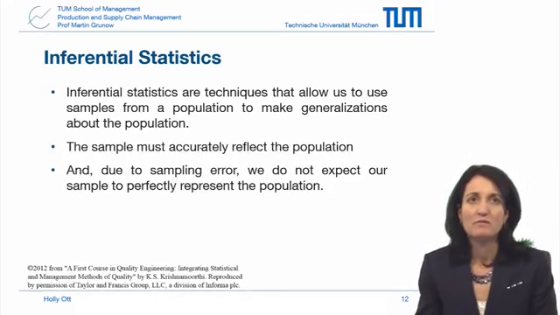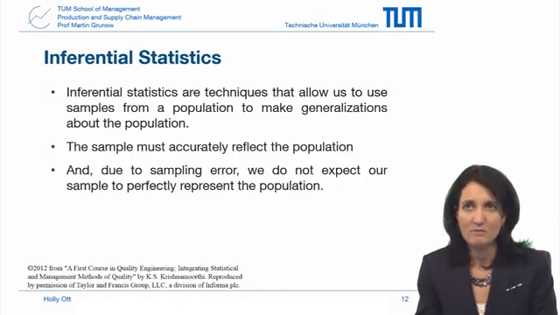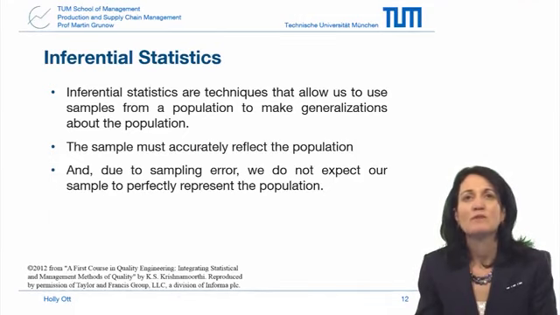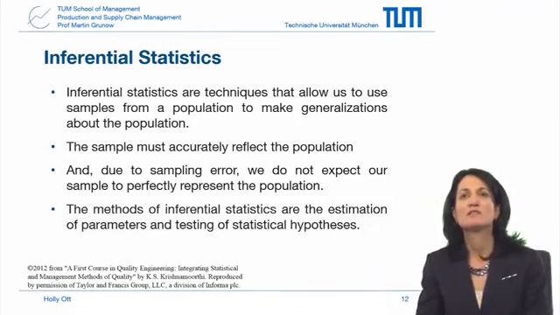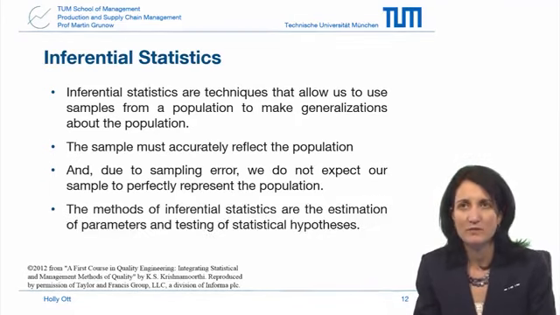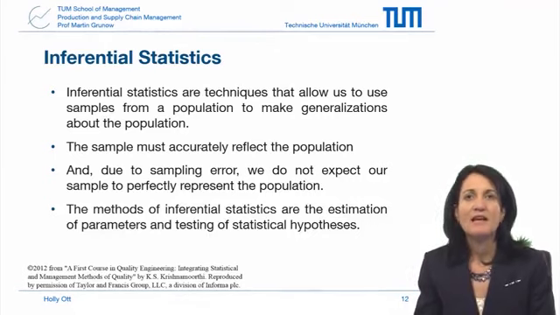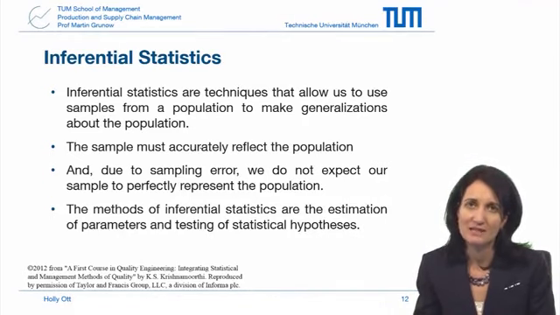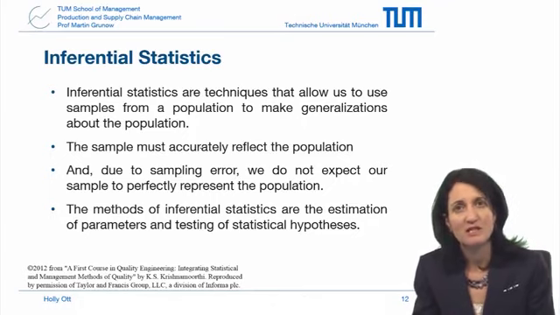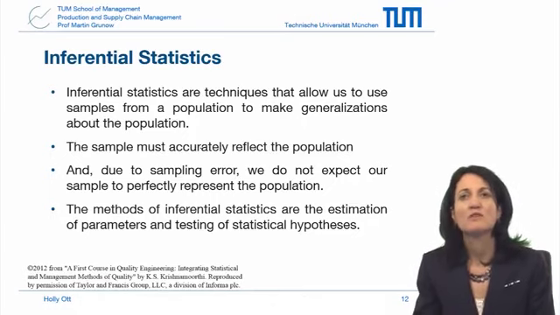The sample, of course, must accurately reflect the population, and we're aware that a sample is subject to sampling error. So we do not expect our sample to perfectly represent the population. The methods of inferential statistics are the estimation of parameters and testing of statistical hypotheses. And the next part of our statistics lectures will be concerned with these two inferential techniques. But for this, and to finish the lecture today, we need to start with the concept of point estimation.